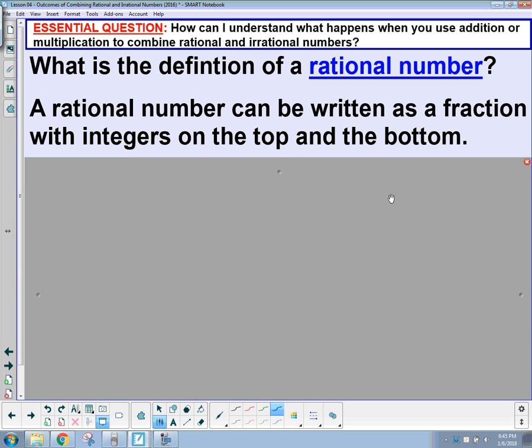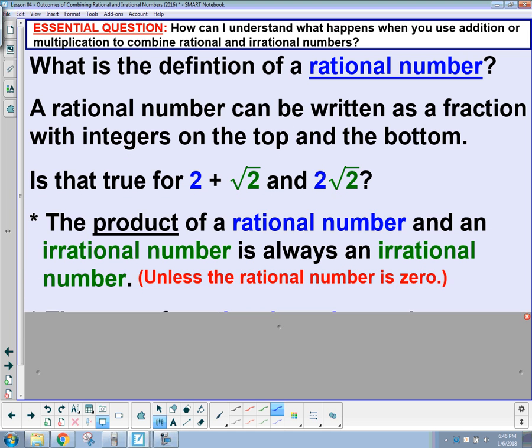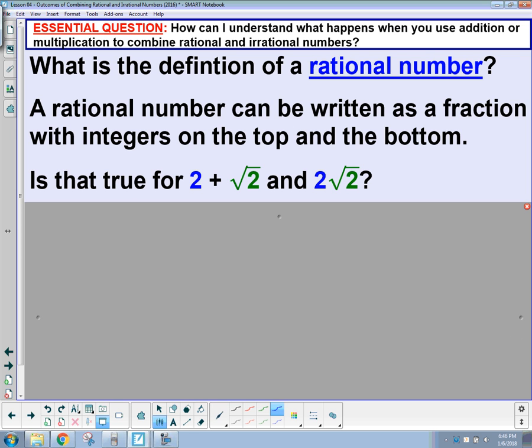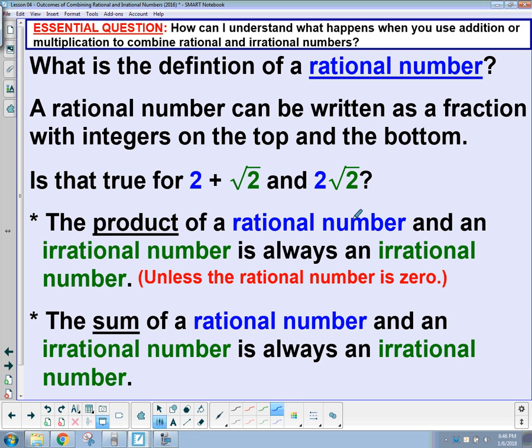Moving on. What's the definition of rational? Again, rational numbers can be written as a fraction with integers on top and the bottom. Is that true for 2 plus root 2 and 2 root 2? The product of a rational number and an irrational number is always irrational, unless the irrational number is 0, so keep that in mind. The sum of a rational number and an irrational number is always an irrational number. So, again, just going back to this idea about the zero, maybe you may have to work the problem out a little bit before you can definitely say rational, irrational. Okay? You'll have some practice examples later.